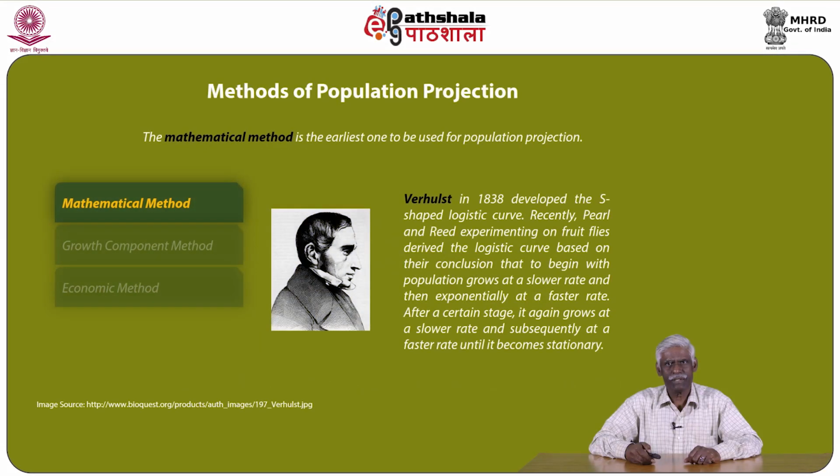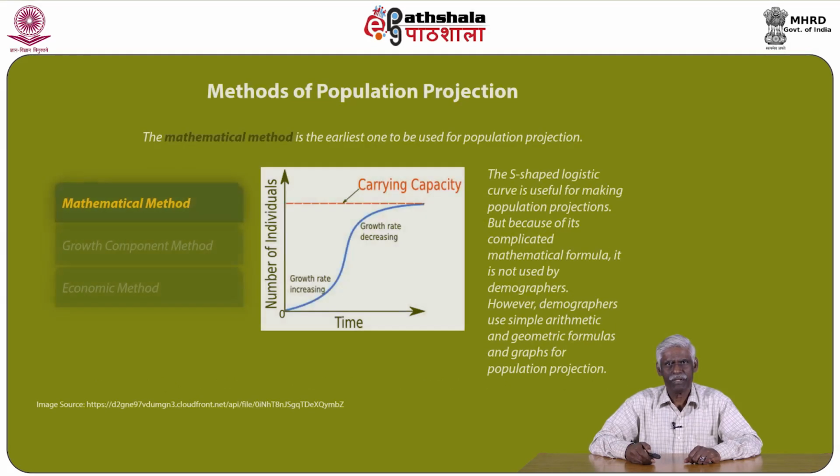Verhulst in 1838 developed the S-shaped logistic curve. Recently, Pearl and Reed, experimenting on fruit flies, derived the logistic curve based on their conclusion that to begin with, population grows at a slower rate and then exponentially increases at a faster rate. After a certain stage it again grows at a slower rate and subsequently at a faster rate until it becomes stationary. The S-shaped logistic curve is useful for making population projections, but because of its complicated mathematical formula, it is not used adequately by demographers.